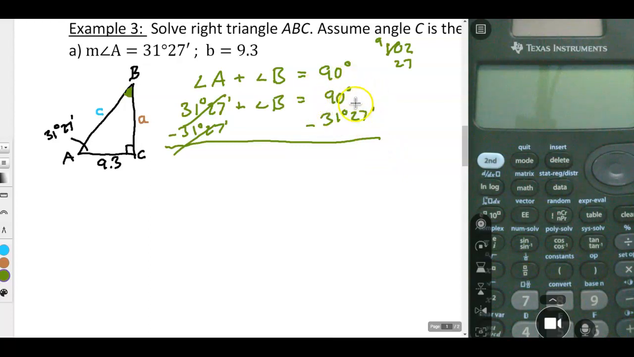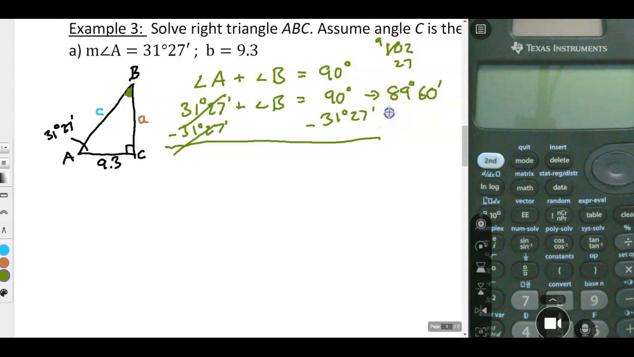Same idea here. Well, I need something to subtract from, right? So what I'm going to do is change 90 into 89 degrees and 60 minutes, which of course equals 90 degrees. It's kind of like if I said I had 24 hours. I'm going to write 24 hours as 23 hours and 60 minutes, because 23 hours and 60 minutes is still 24 hours.